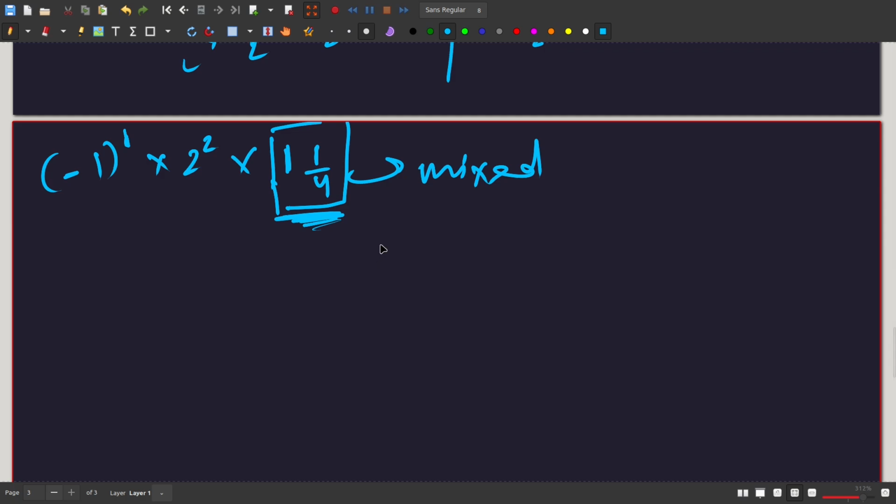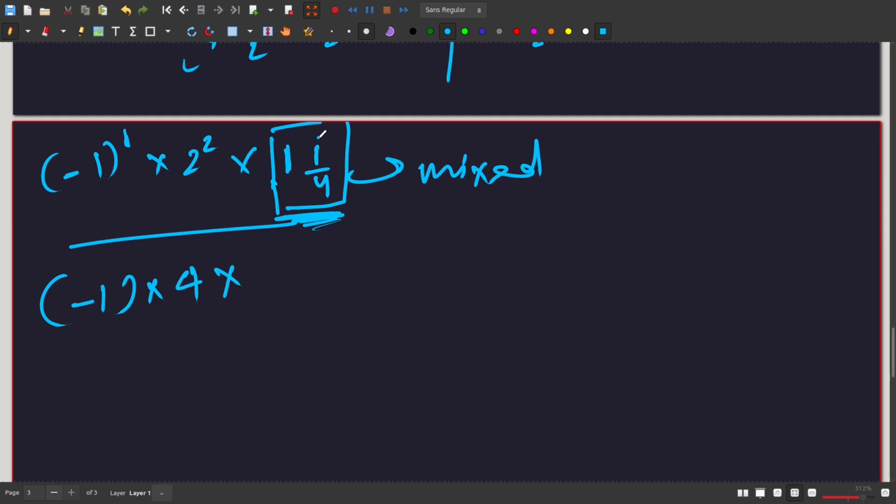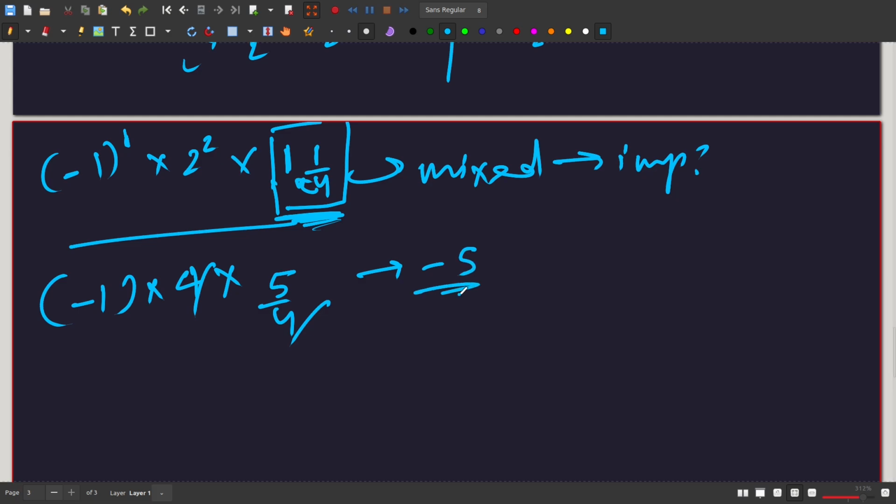Now let's do the evaluation. Minus 1 power 1 is simply minus 1. 2 power 2 simply becomes a 4. And then you have multiplied with 1 by 4. How do you convert a mixed fraction to an improper fraction? You multiply 4 with 1 and then you add the 1, so it simply becomes 5 by 4. Boom, and you just cancel this stuff and you basically get a minus 5.